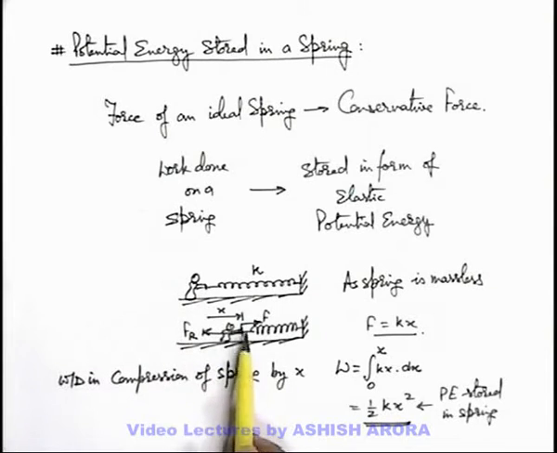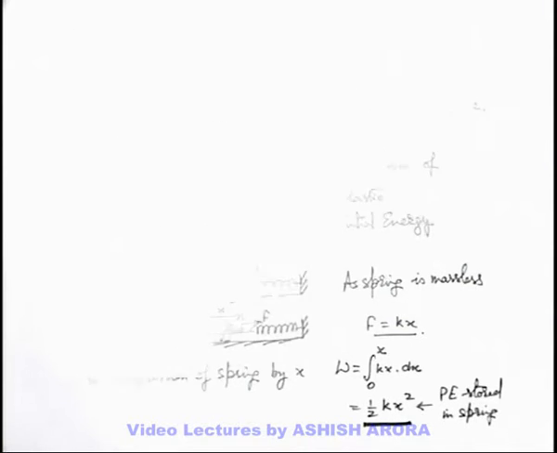So whenever a spring is deformed, it stores potential energy, and the amount of potential energy is given as half kx square, which can be retrieved in doing mechanical work in any other process whenever the spring regains its shape.